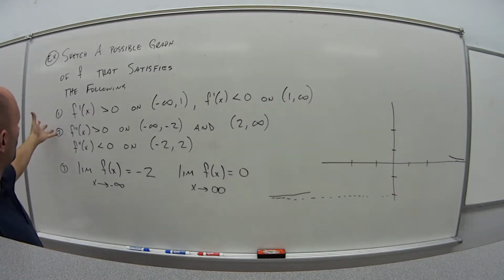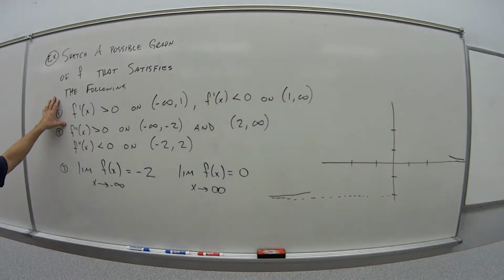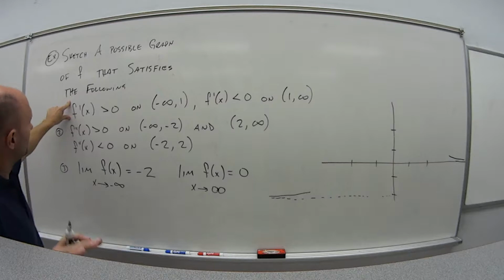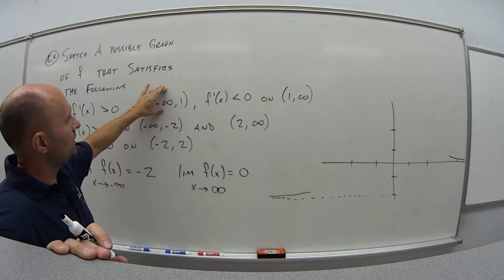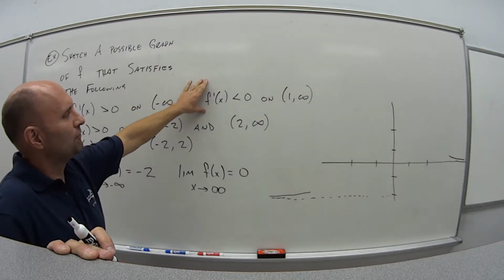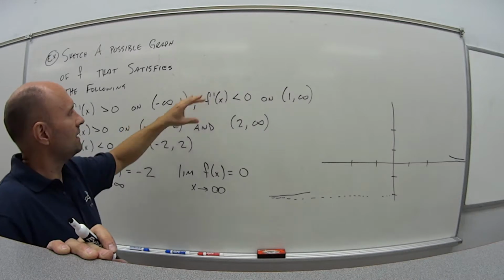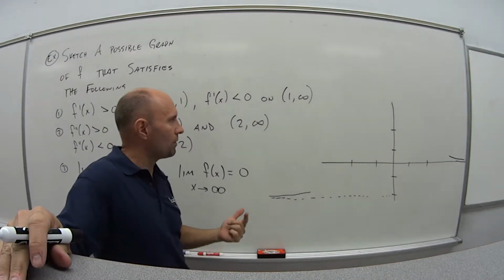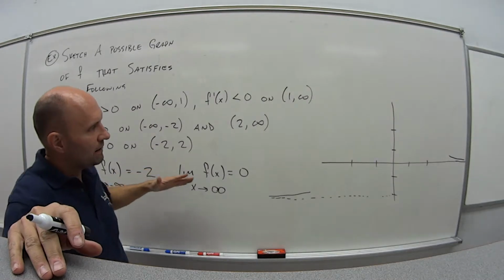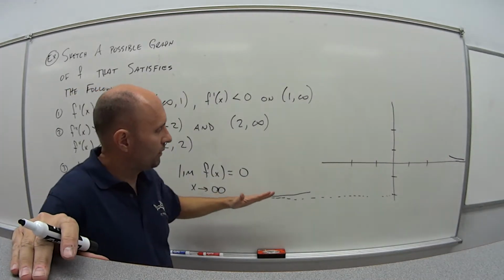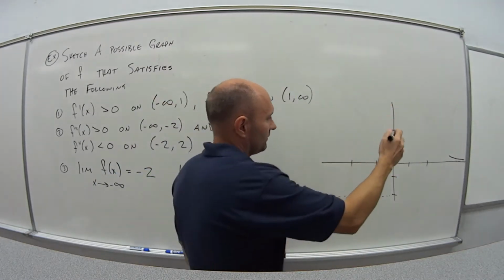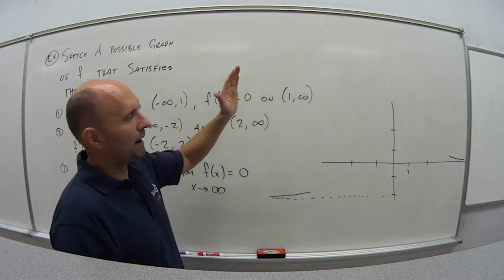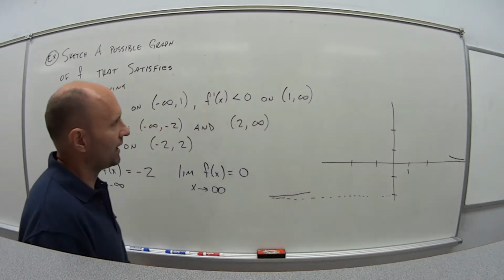Now, let's look at what the first two are telling us. First of all, f prime of x is positive from negative infinity to 1, and f prime of x is negative from 1 to positive infinity. So f prime of x is our slope. From negative infinity out to 1, we're running uphill. So this graph has to be going uphill the whole time until it hits positive 1. And after positive 1, it turns and starts heading downward.